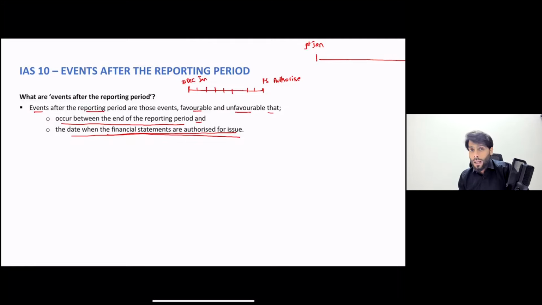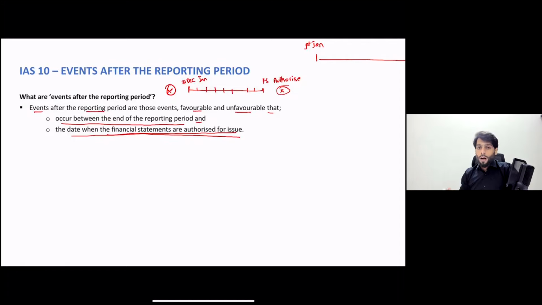Now it's pretty much understood that if a particular transaction, favorable or unfavorable, happens within the reporting period, or if it happens beyond the date when financial statements have already been authorized by the board of directors to be issued to shareholders with the AGM's call, all of these transactions are out of the scope of IAS 10. So whenever you are attempting an IAS 10 question, first you should identify whether this transaction actually falls within the purview of IAS 10, yes or no.